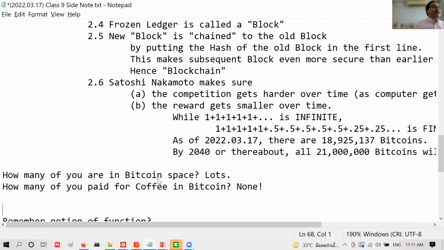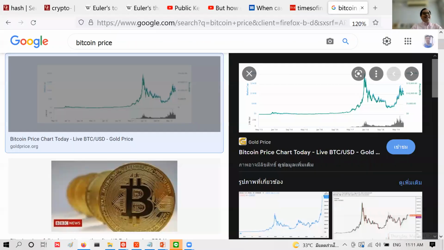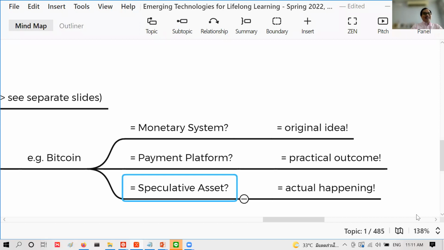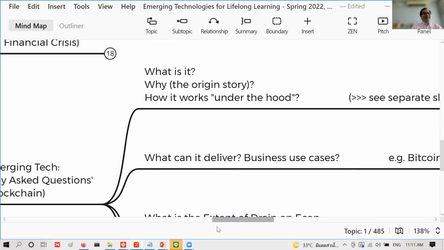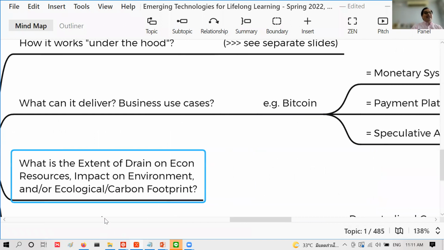In fact, I have friends who are into Bitcoin mining and relatively successful through some algorithm. But if I ask the same question, have you ever bought any coffee with Bitcoin? They say none. Okay, so it's not serving the original purpose. Is that good or bad? So let's go to this question. Okay, so this is kind of what's happening. Is it good or bad? Well, let's see.